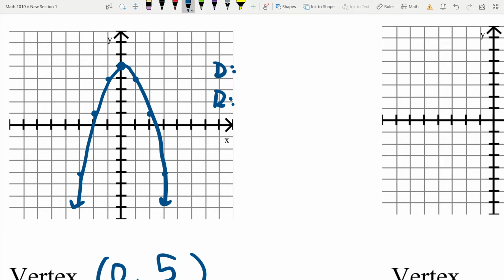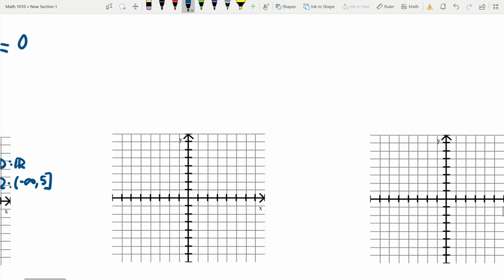Every person in this room, what is the domain? All real numbers, good. And the smallest y that touches my graph, well, it goes down forever, so it'd be negative infinity. What's the biggest y that touches my graph? 5. And tell me how to close the 5. With a bracket. Who says I absolutely understand this? Raise your hand, let me see. Okay, good.